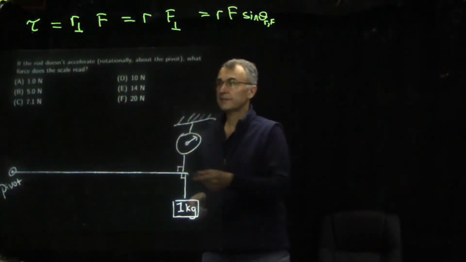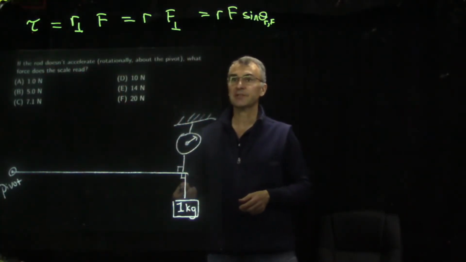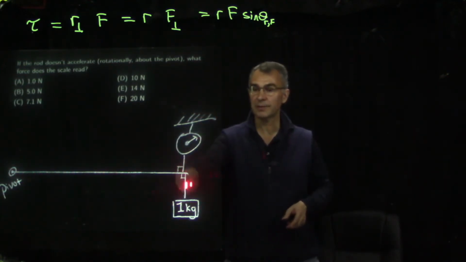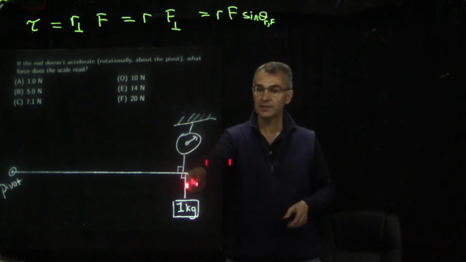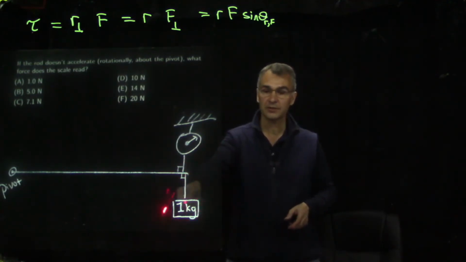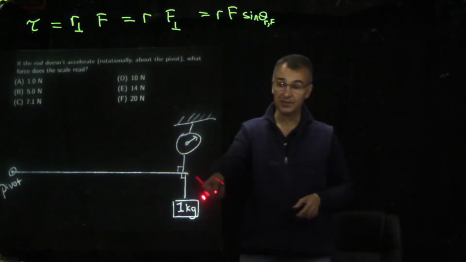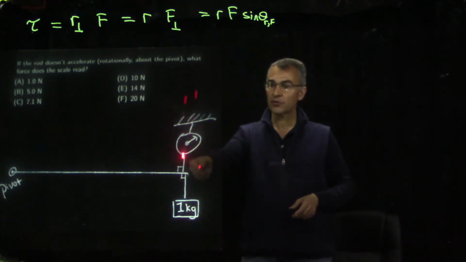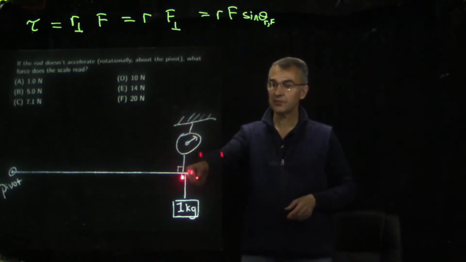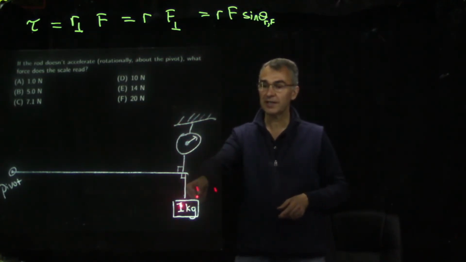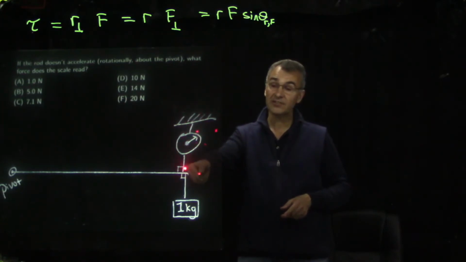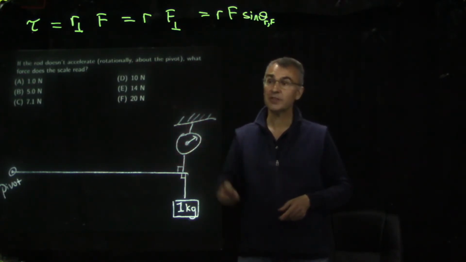If this rod doesn't accelerate rotationally about this pivot, so here is a pivot, and then we go out, and this is the point of application of the force, and I hang a 1 kilogram mass here. So 1 kilogram of mass gives me mg equals 9.8 newtons. Let's call that 10 newtons. So we have 10 newtons down. What force do I have to apply up to balance it? So this 10 newtons down gives me a clockwise torque. So I want a counterclockwise torque upward of the same magnitude. It's actually at the exact same lever arm, so I guess it just has to be 10 newtons up.